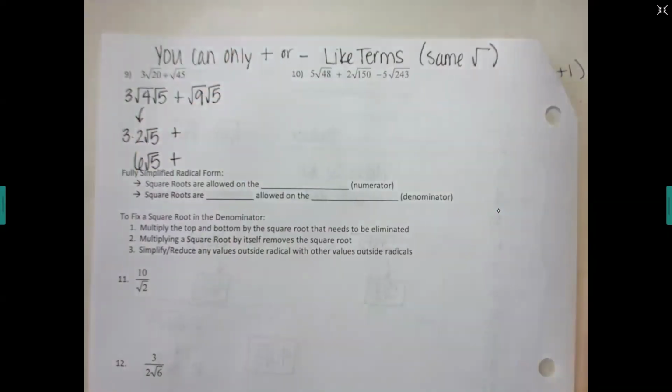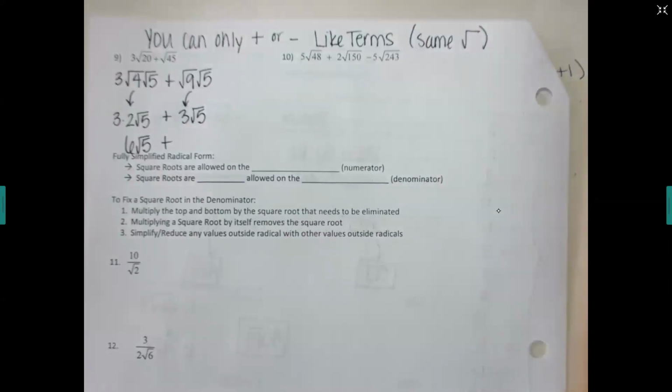And then what's the square root of 9? It's perfect. It's going to go to a 3 root 5. And now notice that last time I already had a number in front that I had to combine. For this one, I don't, so I'm just going to copy it one more time.